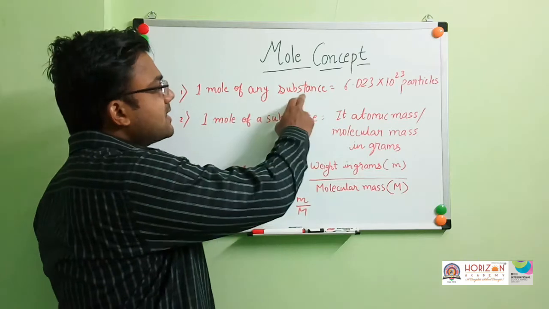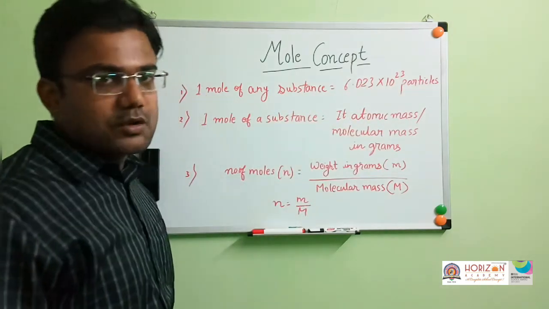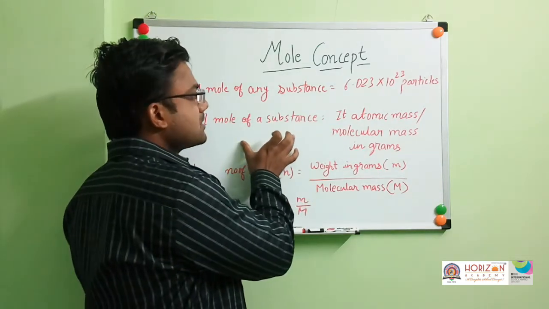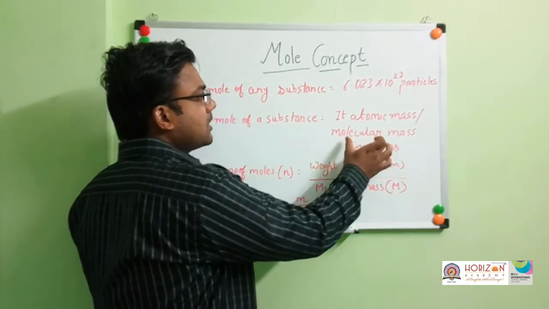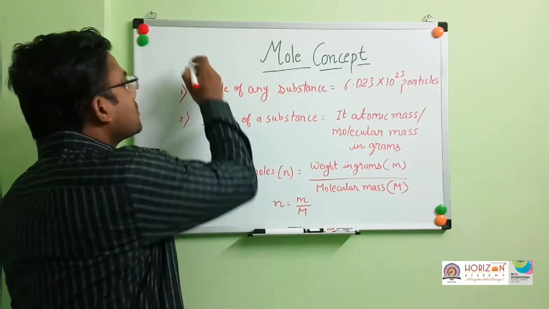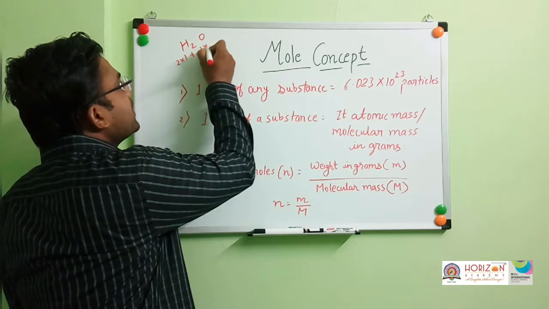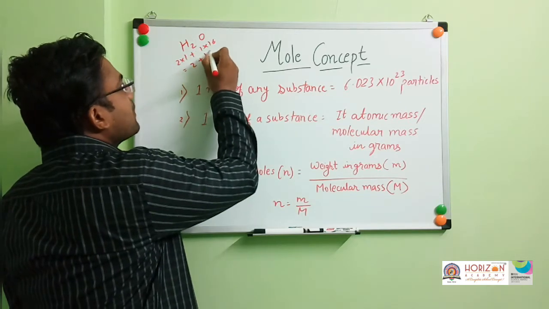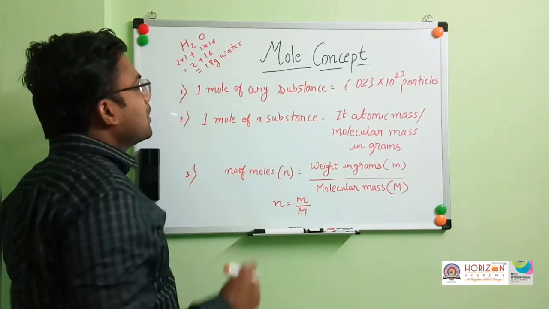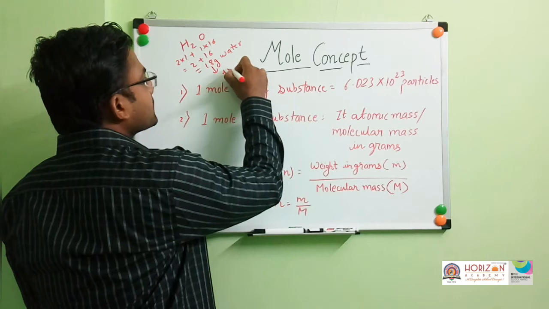See, 1 mole of any substance contains this many particles. These particles may be atoms, molecules or ions. In other words, you can say 1 mole of a substance is equal to its atomic mass or molecular mass in grams. For example, consider H2O. What is the molecular mass of H2O? Here you know 2 × 1 plus 1 × 16 means 18. So 18 gram of water means what? 1 mole of water.